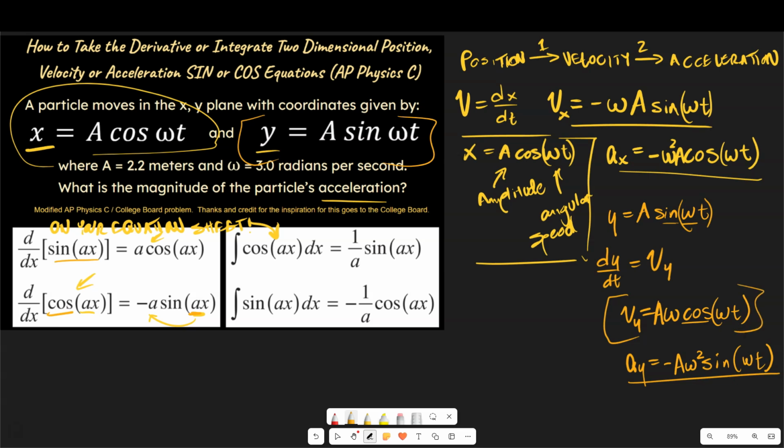So these are two things here that we have now solved for. But if you take a look at the question that we have, it says, what is the magnitude of the particle's acceleration?